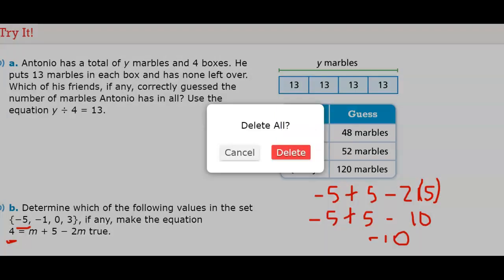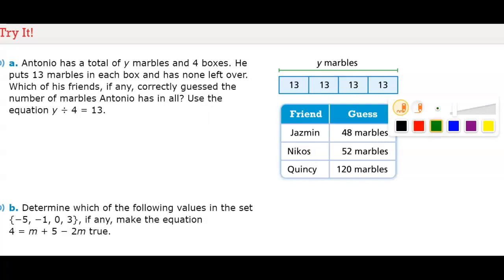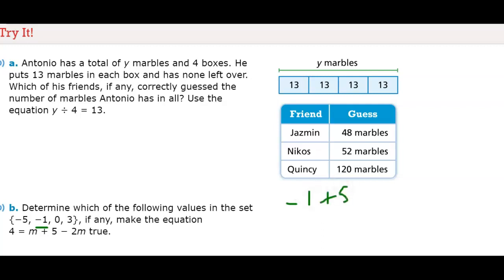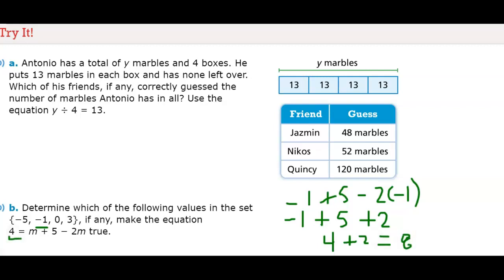So the next one in the set is negative 1. So we have negative 1 plus 5 minus 2 times negative 1. So 2 times negative 1 is going to give us positive 2. Just writing the rest of the equation. Now we add and subtract left to right. Negative 1 plus 5 is going to give us 4. And then we have 4 plus 2 left over. And then 4 plus 2 is equal to 8. And so does 8 equal 4? No, it does not. So that is not a solution either.